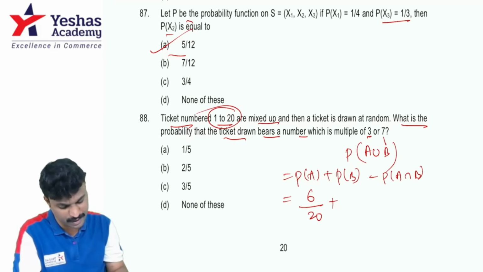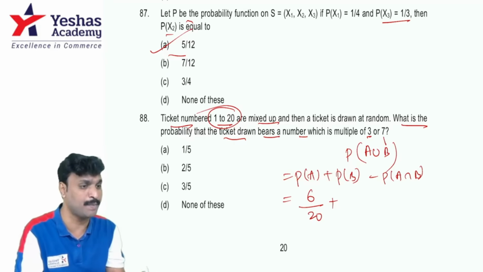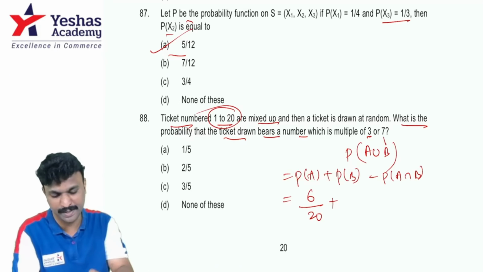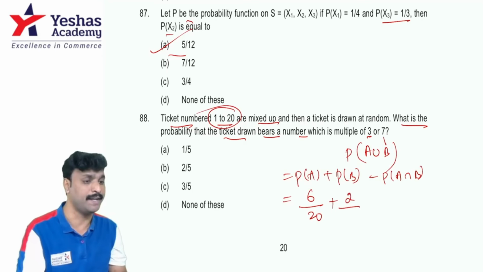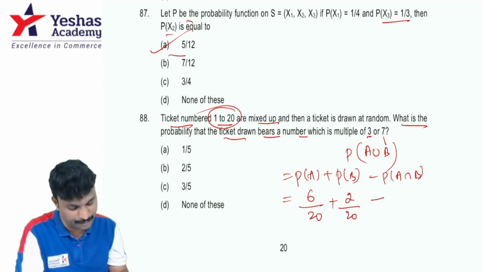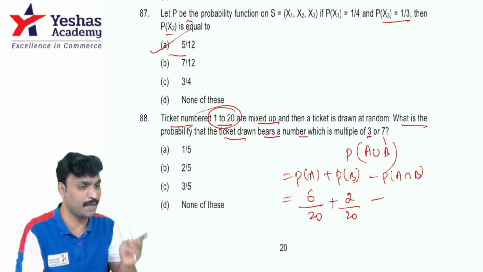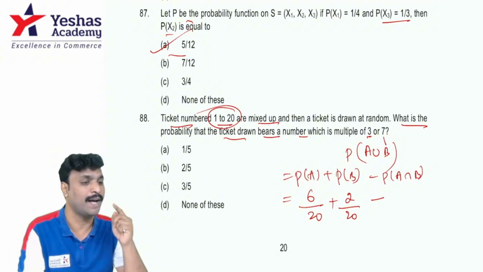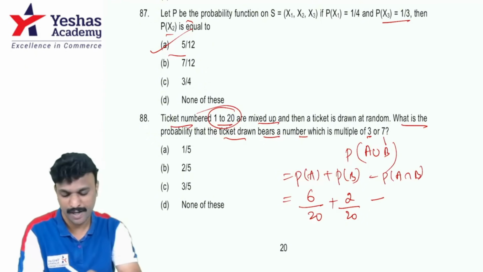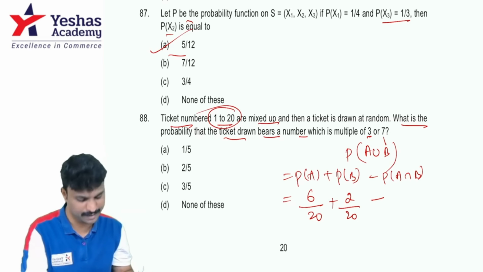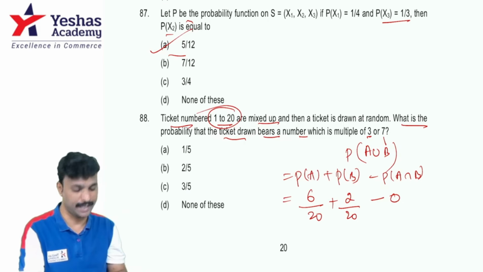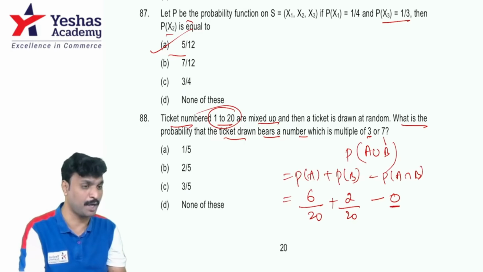How many multiples are there from 1 to 20 which are multiples of 7? 20 by 7 you get 2.85, but you should take only the integral part, 2 out of 20. And how many are multiples of 3 as well as 7? You have to take the LCM, 21. So 20 divided by 21 is 0.95. Integral part being 0, the probability P of A intersection B is 0.